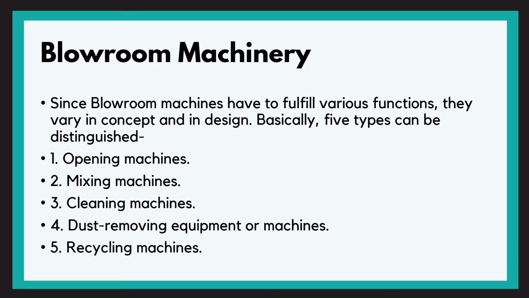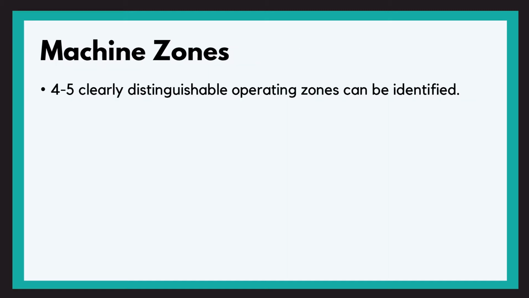Now blowroom has a long process and not everything can be done at once. Hence, we go step by step and purpose by purpose, dividing the machines into different zones based on the working. In order to be able to perform their assigned tasks optimally, these machines must be located at quite specific positions in the blowroom line. In a normal modern blowroom installation, 4 to 5 clearly distinguishable operating zones can be identified.